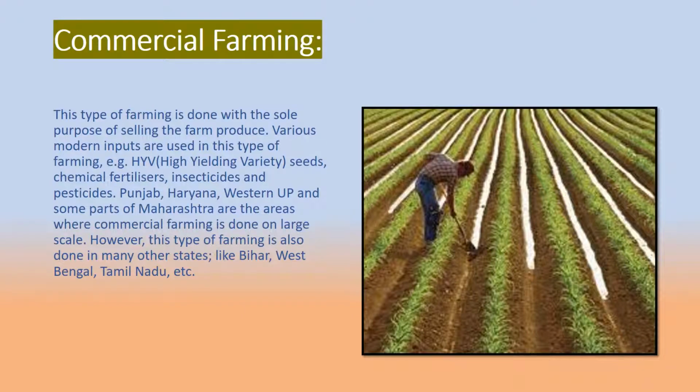This type of farming is done with the sole purpose of selling the farm produce. Various modern inputs are used in this type of farming, e.g. HYV, high-yielding variety, seeds, chemical fertilizers, insecticides, and pesticides. Punjab, Haryana, Western UP and some parts of Maharashtra are the areas where commercial farming is done on large scale. However, this type of farming is also done in many other states, like Bihar, West Bengal, Tamil Nadu, etc.